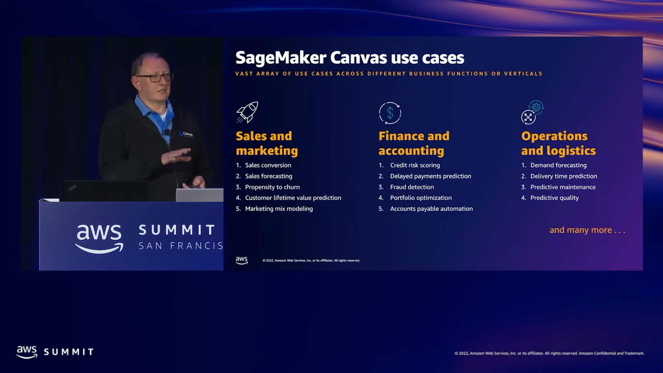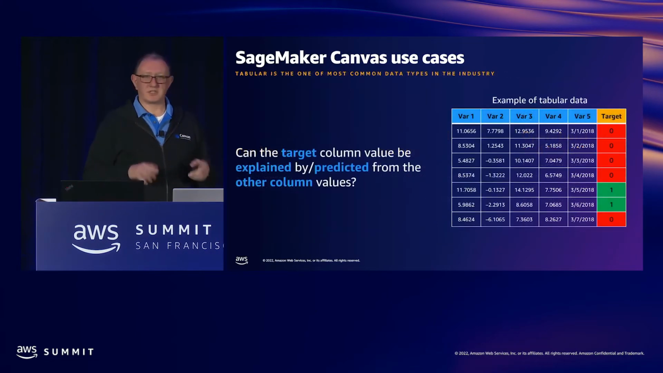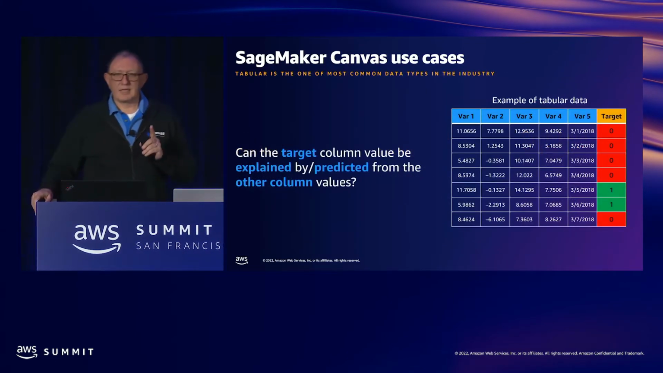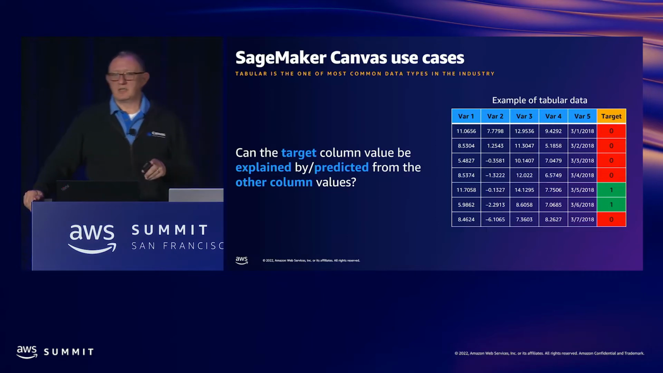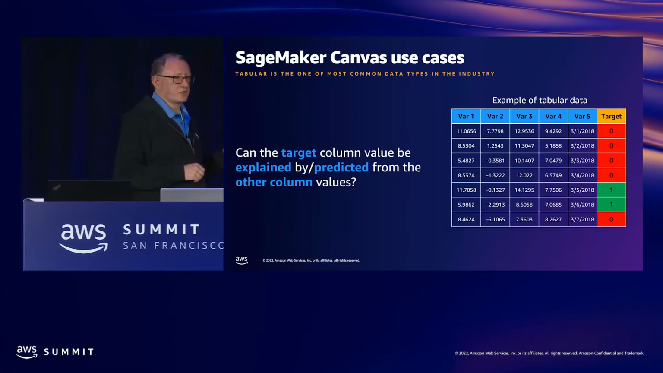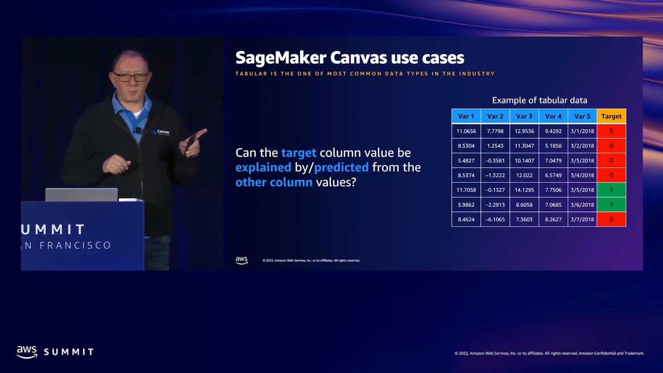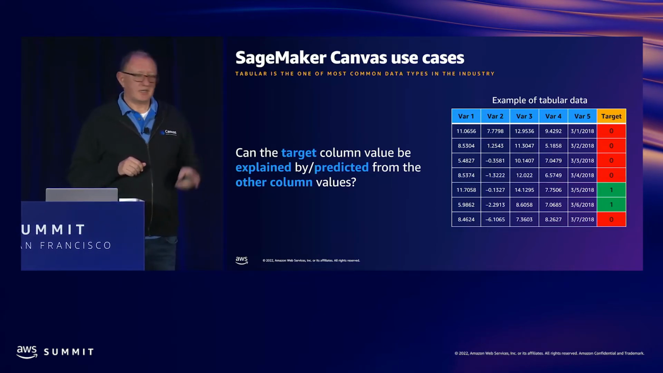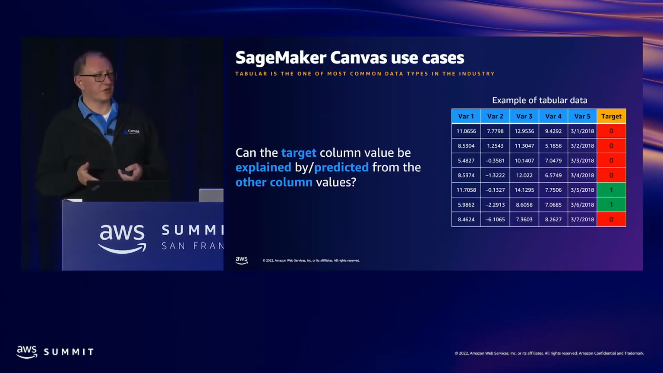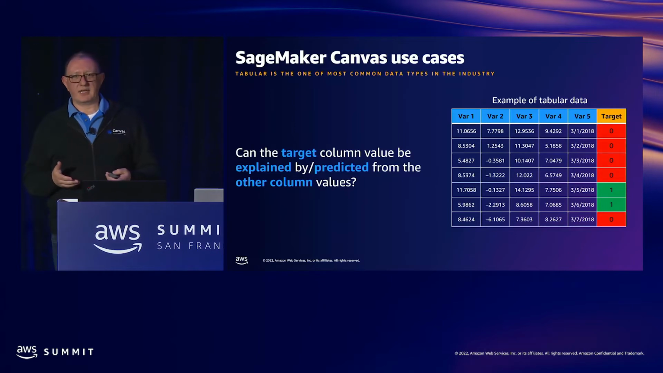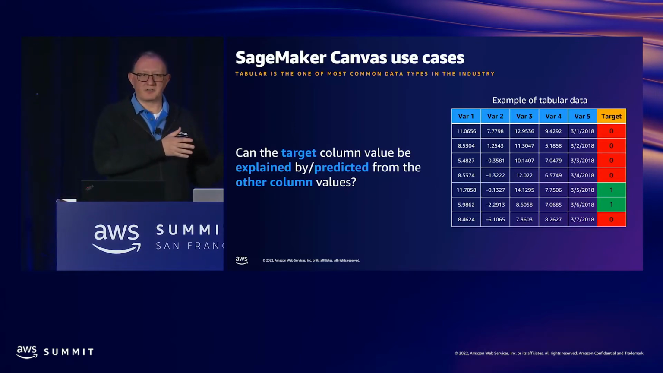Here's the key thing. If you really want to take advantage of Canvas, and I would encourage you to play with it yourself, it best helps you to have a form of the data which is tabular. So think of a spreadsheet, right? Rows and columns. And then you have one column that has the target variable. So this is the variable you want to have explained. And then all the other columns in there will be what we take a look at to see if we can explain that target column, right?